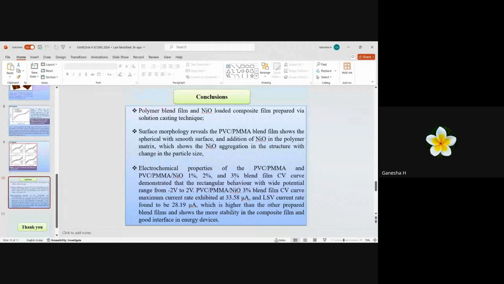And the blend films' curve demonstrates rectangular behavior with a wide potential range from -2 voltage to +2 voltage. And the LSV curve also shows the current range of 28.19 microampere, which is higher than the other prepared blend films.